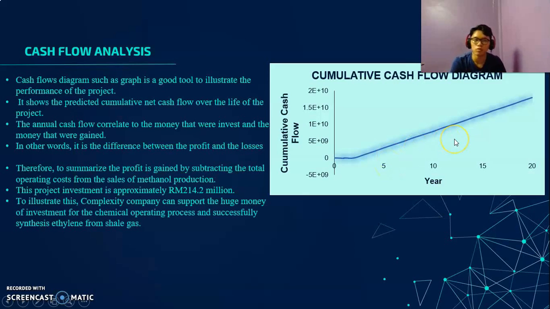So this is the graph of the cumulative cash flow. This diagram is good to illustrate the performance of the project, and it shows the cumulative cash flow over the life of the project. The annual cash flow correlates to the money that was invested and the money that was gained. In other words, it is the difference between the profit and the loss. To summarize this, the profit is obtained by subtracting the total operating cost from the sales of methanol production.